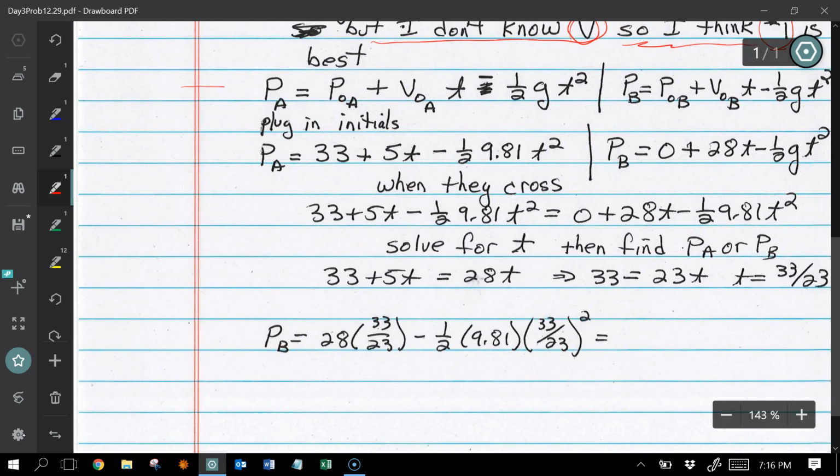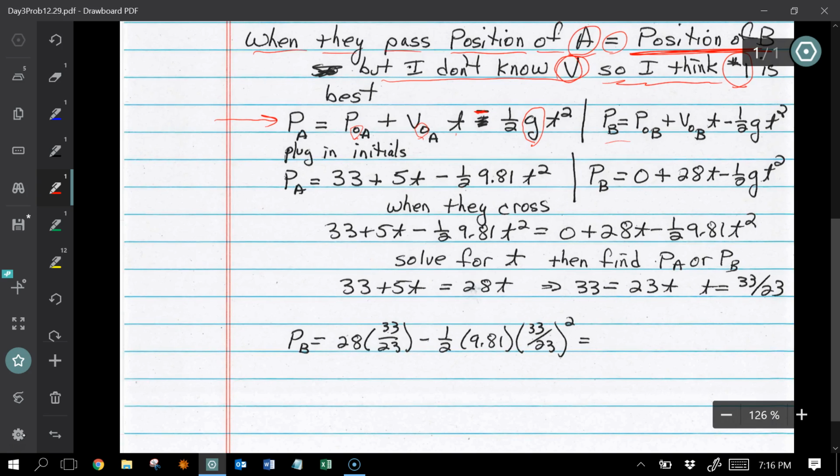Here's the number 1 equation. Position of A is equal to the initial position of A plus the initial velocity of A times time, minus, because the accelerations are downward, 1/2 g t squared. This equation over here is the same equation, but applied to B. 2 degrees of freedom, 2 equations, 1, 2.